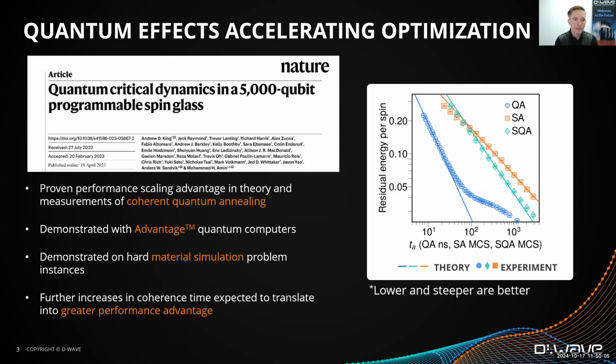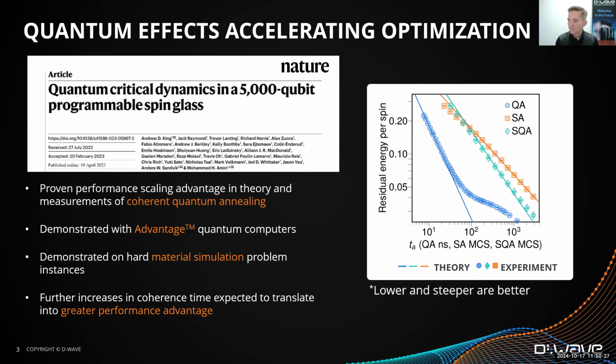So this is the title of the slide, Quantum Critical Dynamics in a 5,000 qubit programmable Spin Glass. It's a scientific paper, so this is really addressing core experts in this space. It's written in Nature, so if you see a lot of technical terms, that's the reason why, because it really connects to the physical systems that are sort of explaining why the dynamics of the system are faster.